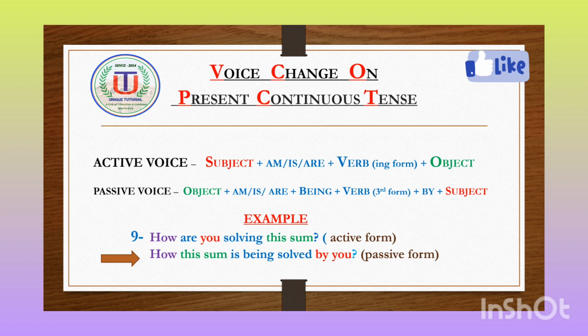How will remain the same as in active form. Then the object will be placed, that is this sum. Then as per the syntax in passive voice, is, then being, then the third form of verb, that is solved, then after placing by, then the subject.